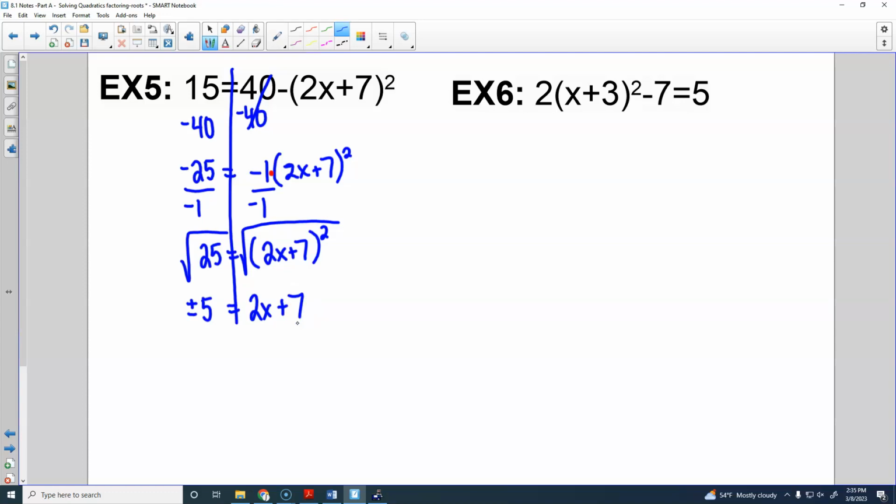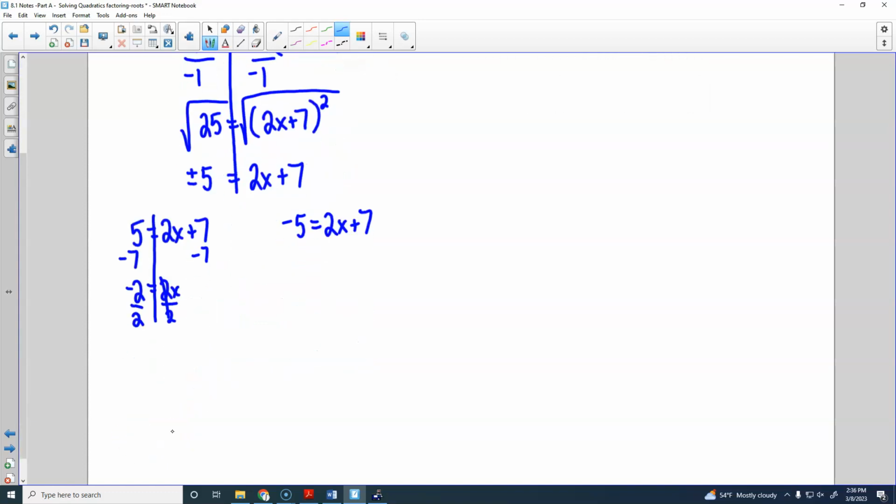As soon as you get a plus or minus, split it up. Okay, so we've got 5 = 2x + 7. We also have negative 5 = 2x + 7. And so at this point, it usually should be a pretty straightforward equation to solve. You will subtract 7 here, subtract 7 here. You get negative 2 = 2x. We could divide by 2 here, and so negative 1 = x.